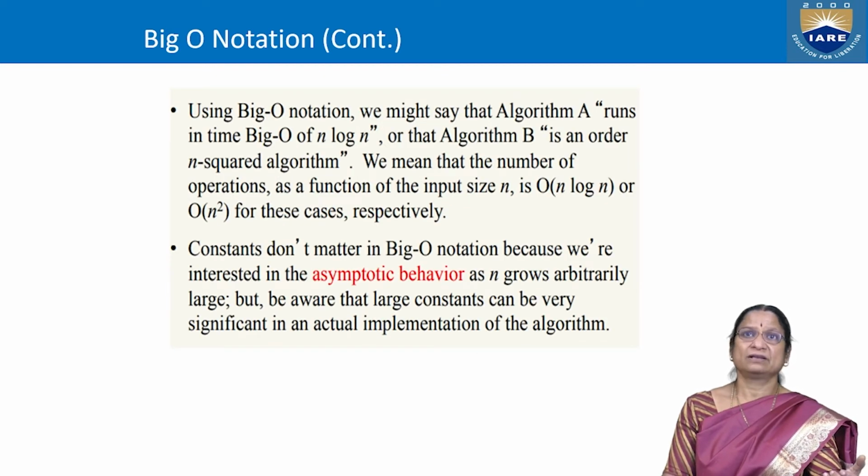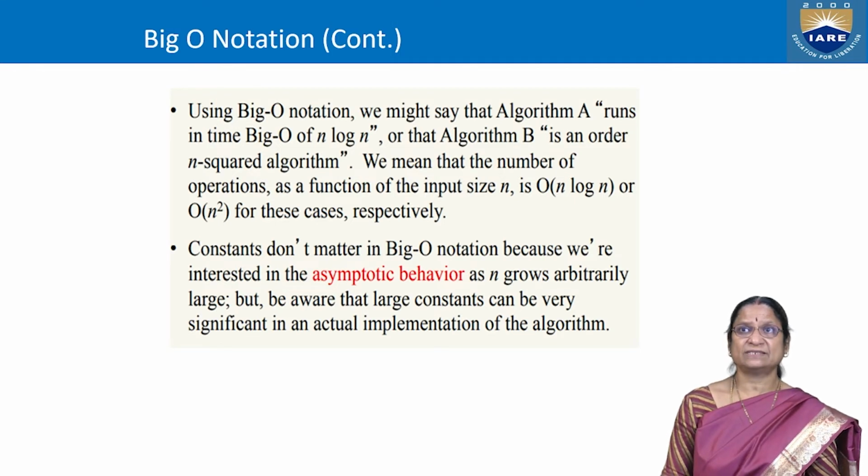Then an upper bound is going to be decided, above which the complexity is not going to be considered. Big O notation: generally we say that an algorithm A runs with big O of n or big O of log n, etc. An algorithm may be big O of n square, etc. Then the number of operations as a function of input size n is n log n or order of n square, in these cases respectively actually. Generally, we will use this big O notation. We are interested in asymptotic behavior.